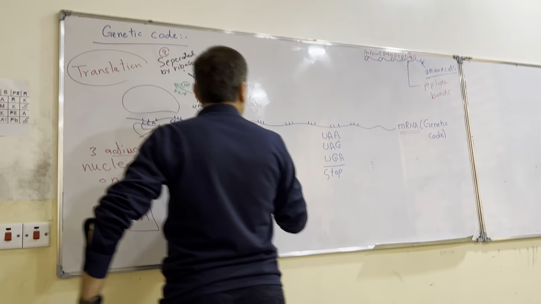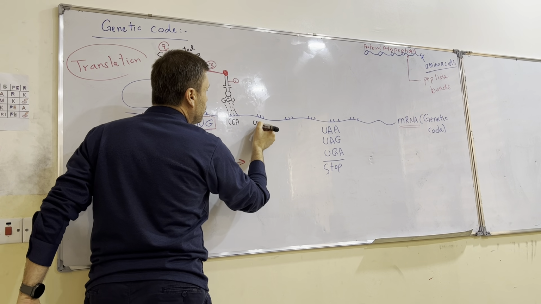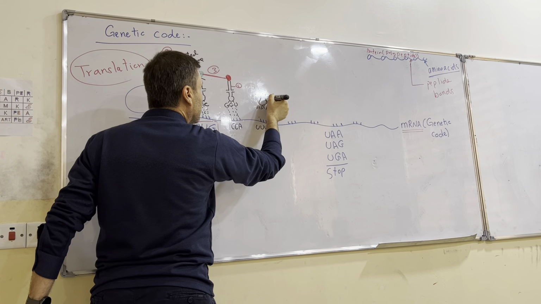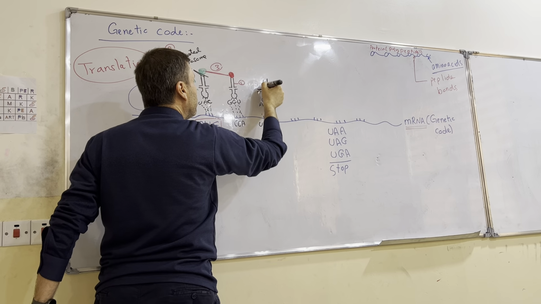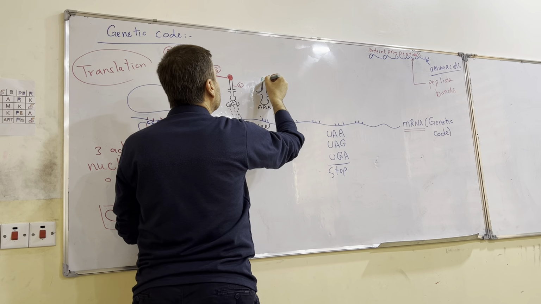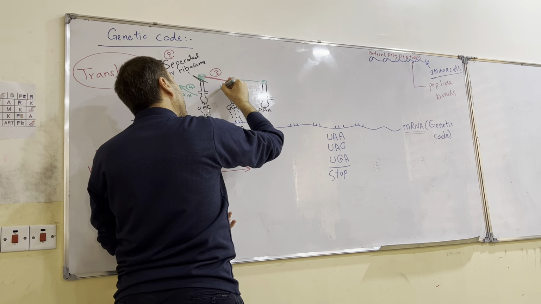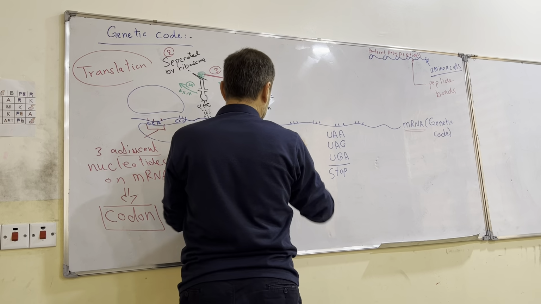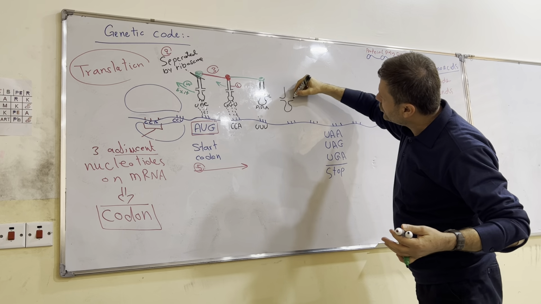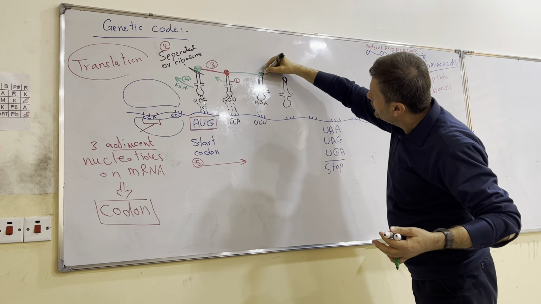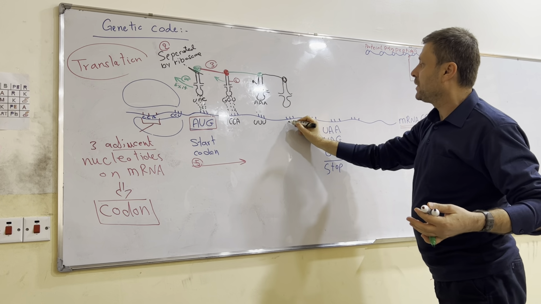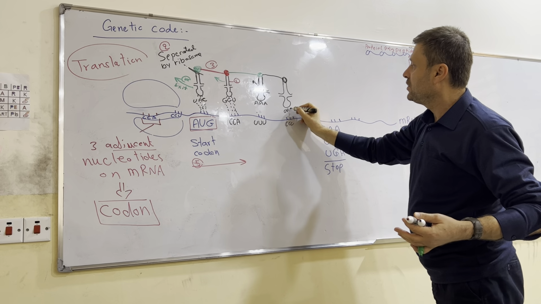For example, this codon here, U, A. For memorizing, from the start codon to the stop codon, a peptide bond is formed, then the process continues. For example, C or G.